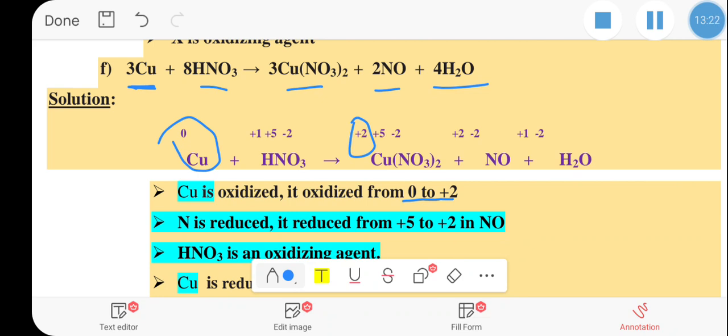The oxidation number of hydrogen is the same in the reactant side and the product side. It is plus 1. The oxidation number of nitrogen in the reactant side is plus 5, and in the product side in copper nitrate it is plus 5. It is the same. In nitrogen monoxide it is plus 2. It is reduced. Therefore, nitrogen is reduced. It reduced from plus 5 to plus 2 in nitrogen monoxide. Therefore, nitric acid is the oxidizing agent and copper is the reducing agent.